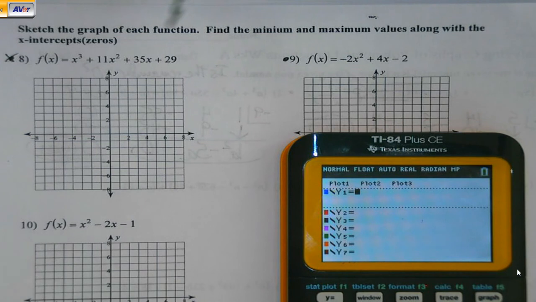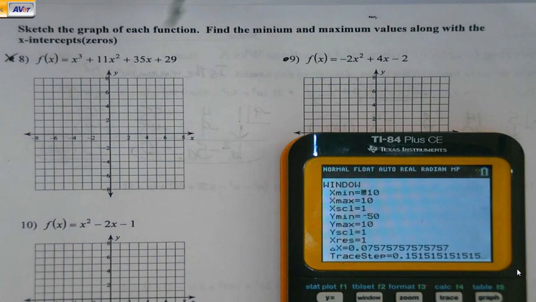But here, let me bring down our shine factor a little bit so we can actually see it. Okay. If there's stuff in the y equals, we're going to clear that out. But before we get going too far, so we're all looking at the same picture, we're going to go to the window. My mins should always be negative 10, my maxes should be positive 10. So if we have to put some of them back to where they belong, so we're all seeing the same thing, that's probably a good idea.